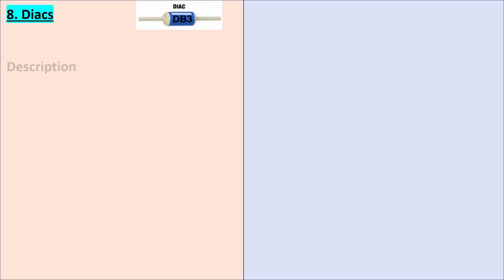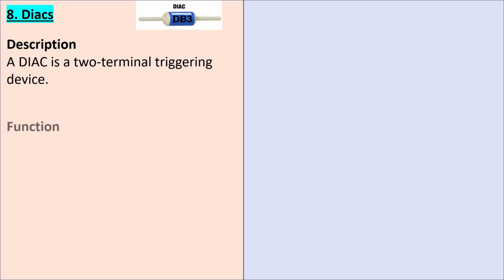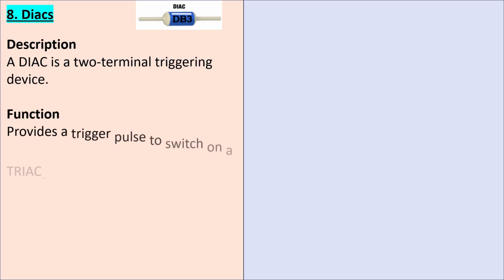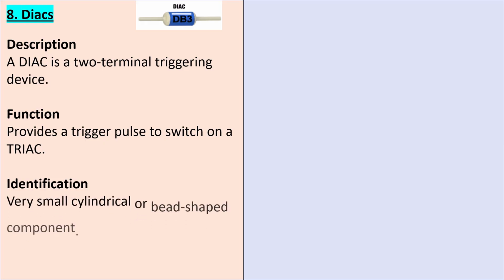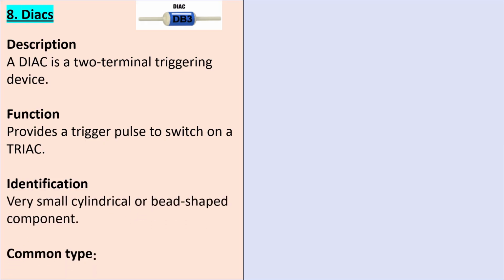Diacs. That is what a diac looks like. Description. A diac is a two-terminal triggering device. Function. Provides a trigger pulse to switch on a triac. Identification. Very small cylindrical or bead-shaped component. Common type is DB3.